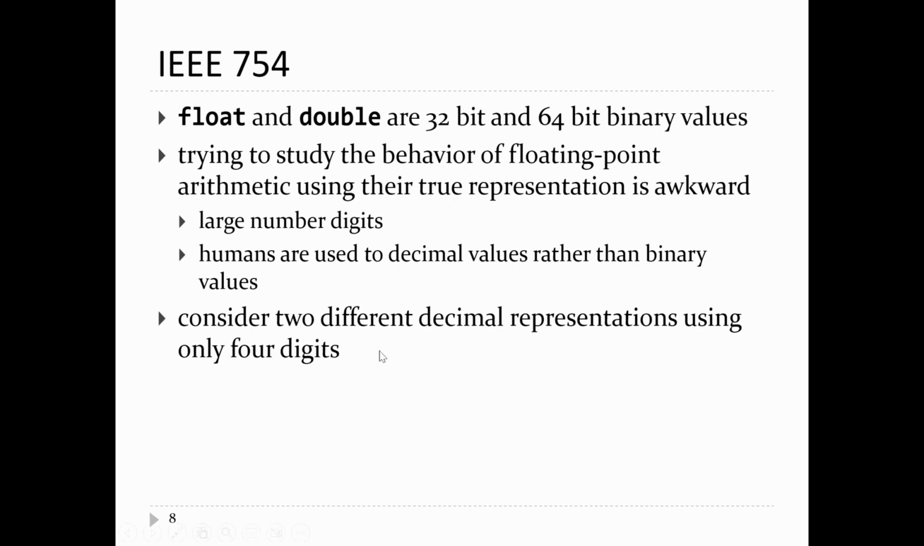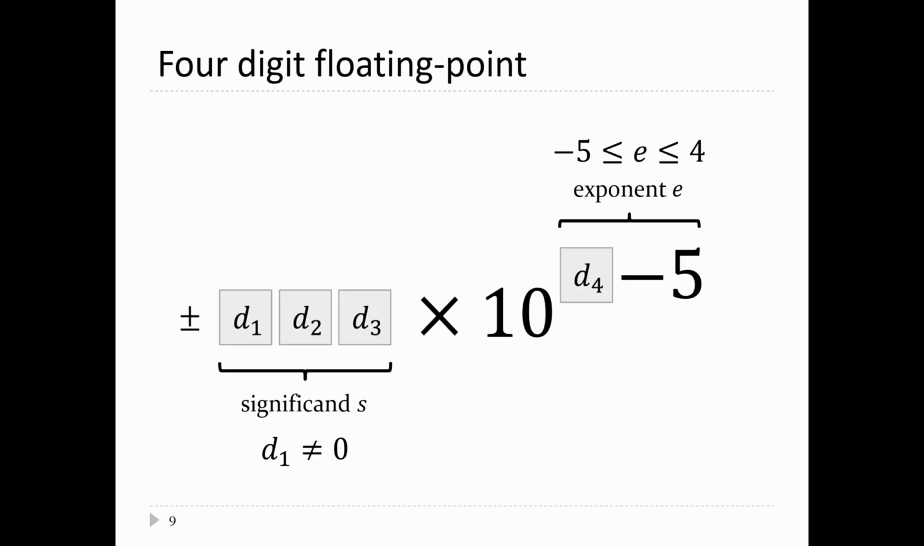So I'm going to use base 10 for the rest of this lecture, and I'm also going to use a smaller number of base 10 digits. So I'm not going to use 32 and 64. I'm going to use 4, that's it. So I have 4-digit numbers. The digits in my numbers, I have 3, so my significand, S, is made up of 3 base 10 digits. The first digit is not allowed to be 0, so I can't have leading zeros in the significand when I write it down. In other words, the significand is between 100 and 999.